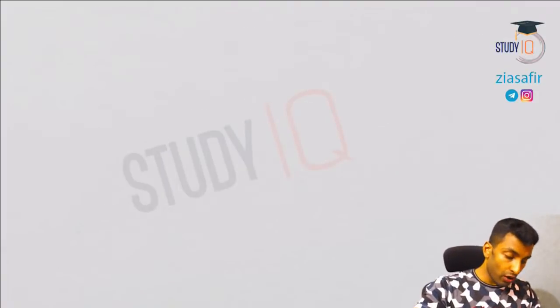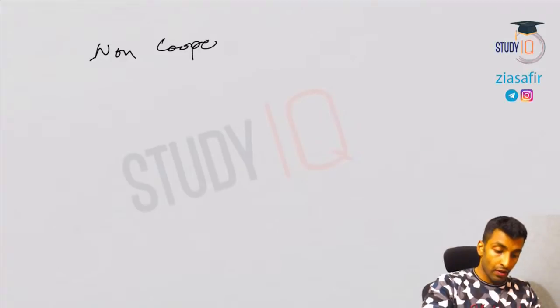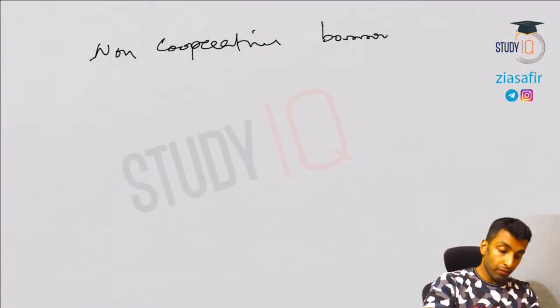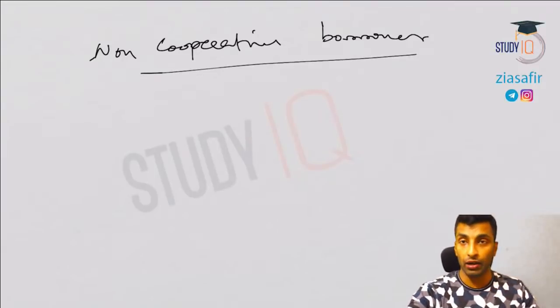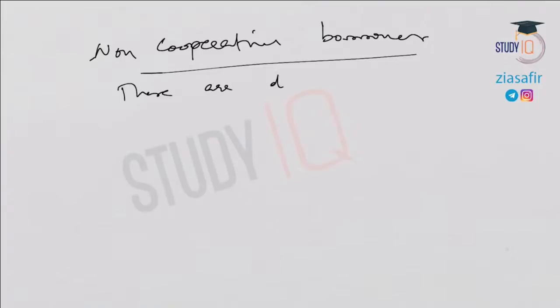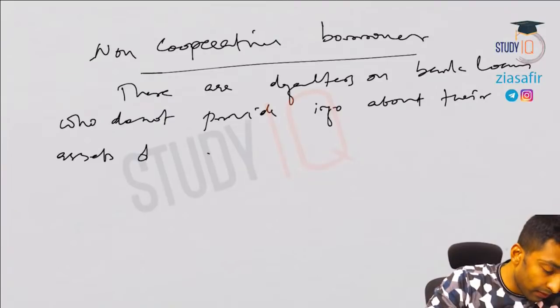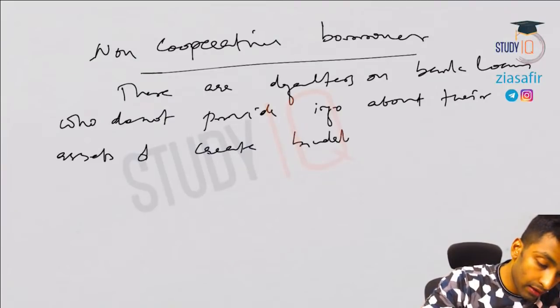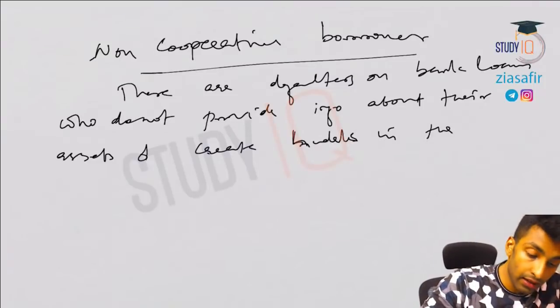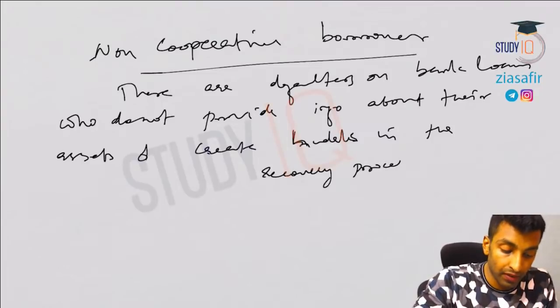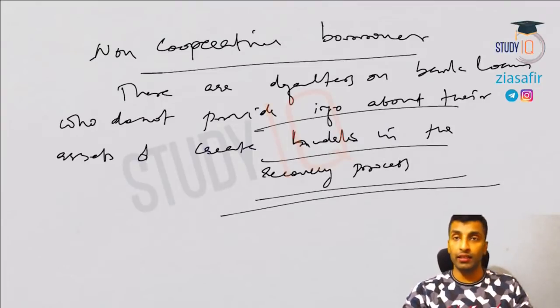Now what about this term, non-cooperative borrower? So these are defaulters on bank loans who do not provide information about their assets and create hurdles in the recovery process. Okay, so they won't provide the information and they create hurdles in the recovery process.